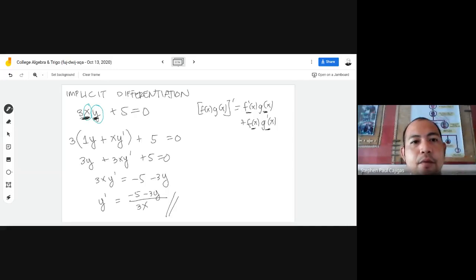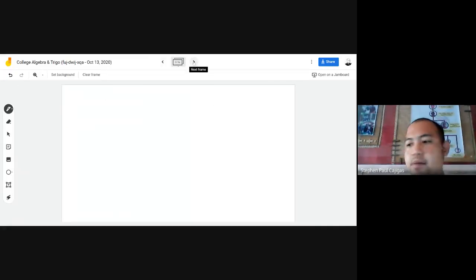Okay, we will have another example. Now we will put powers on our variables. So let's make it 4x squared y squared plus 5x is equal to 3y. Okay, so again, in here we have x squared, we have y squared. We will be using the product rule here.